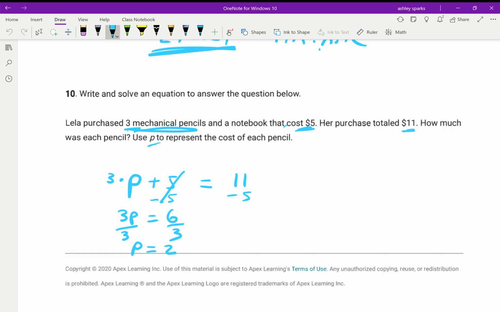Don't go with that deal. But that is our information for 2.1.2. If you have any questions, feel free to email me.